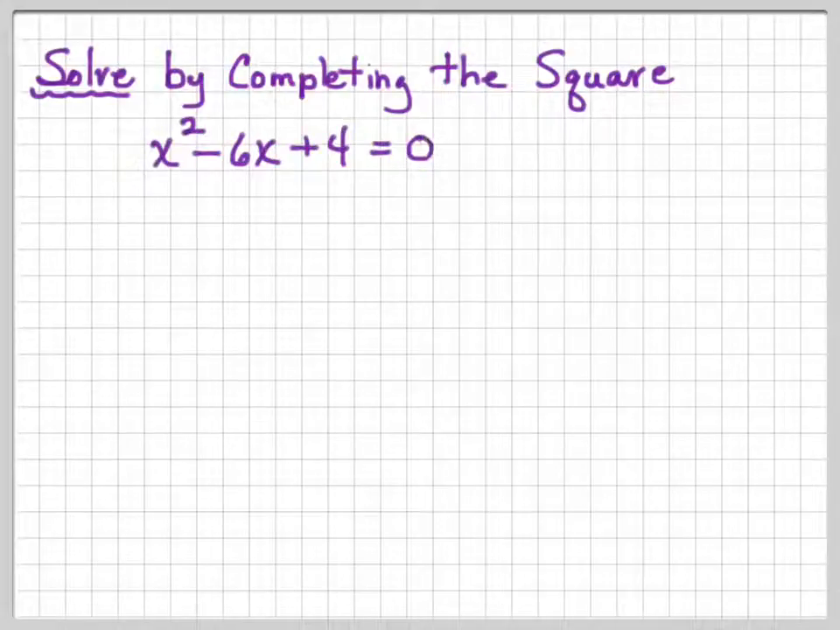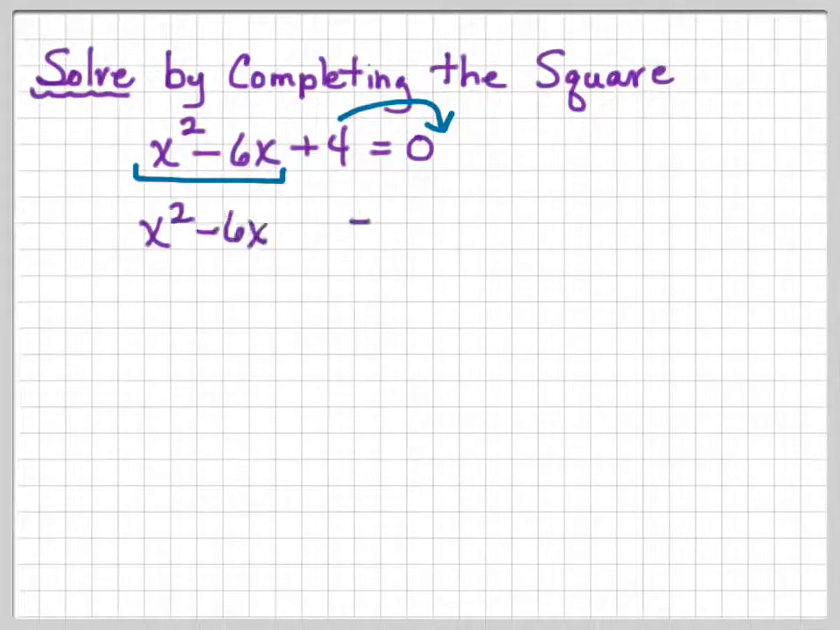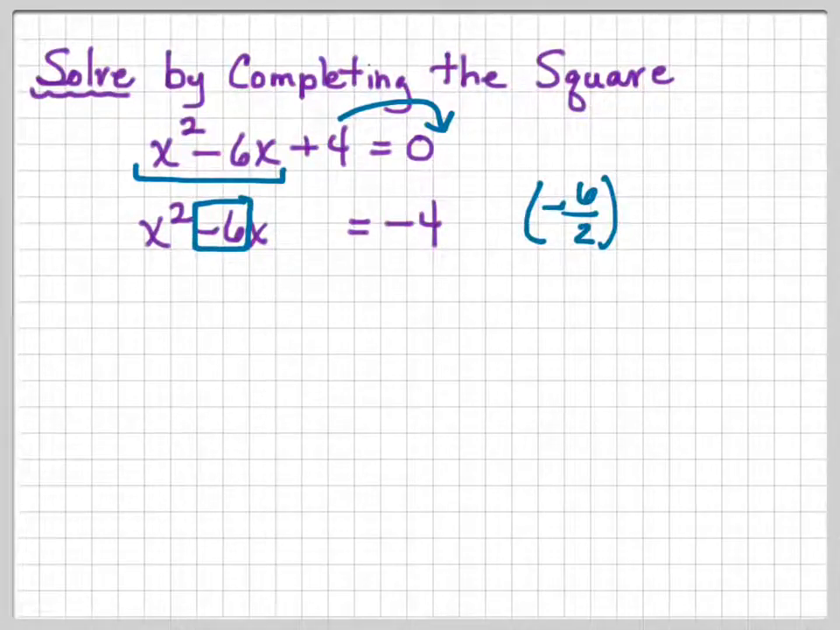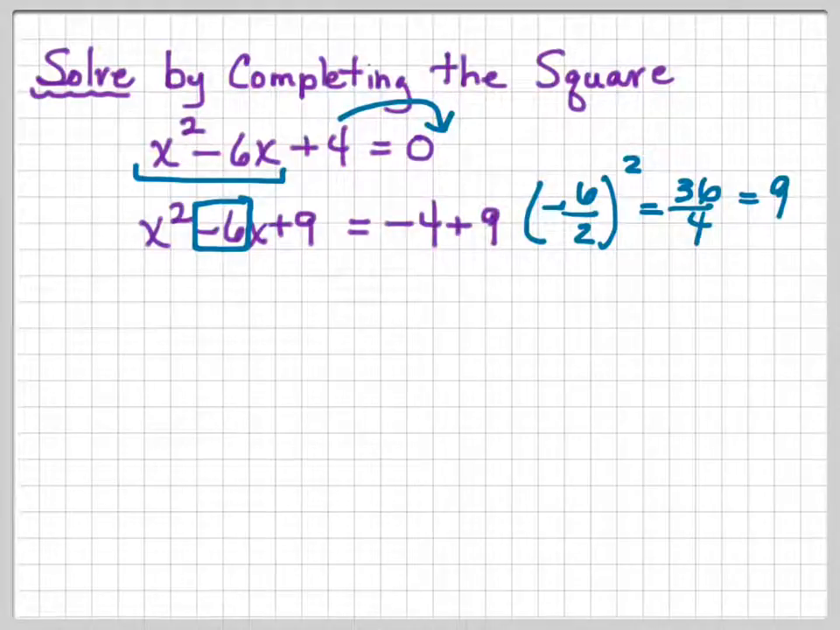So we're going to take x squared minus 6x plus 4 equals 0. And we really can't factor that straight on. So first of all, we want to get the x squared minus 6x on the left-hand side, and move that 4 over to the other side. So we're going to have x squared minus 6x equals negative 4. Now, the number that we're looking for here is our negative 6. Negative 6 divided by 2, and we're going to square that, which is 36 over 4, or you could say 9. So we're going to add 9 to both sides.